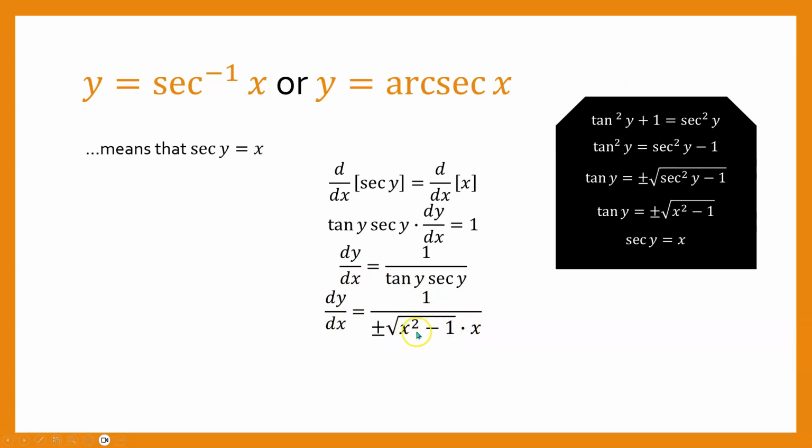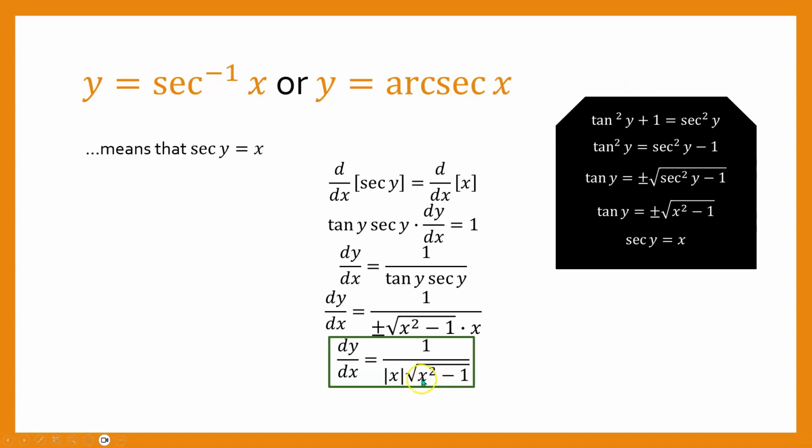The square root, if we leave off the plus or minus and just take the square root of x squared minus 1, that's going to be the positive square root. And if we want the x part to be always positive, we need to enclose it in absolute value bars. So in order to make sure that what we get is always positive, we say that the derivative, dy dx, is 1 over the absolute value of x times the square root of x squared minus 1. So that's the rule, that's the derivative of the function arcsecant of x.